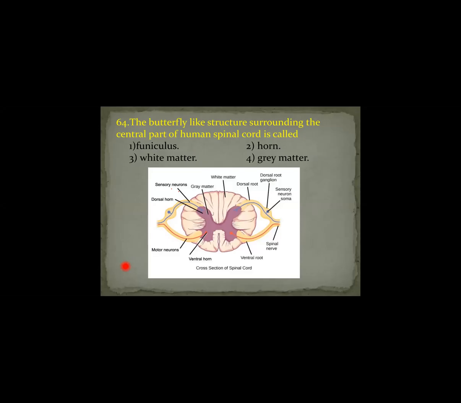Next question number 64. The butterfly-like structure surrounding the central part of the human spinal cord. In the brain, the outer side is gray matter and the inner side is white matter. But in the spinal cord, the inner side is gray matter and the outer side is white matter. Here, the butterfly-shaped gray matter of the spinal cord forms the butterfly-like structure. Here you can see in the diagram, the butterfly-like structure surrounding the central part of the human spinal cord is called gray matter. Answer is fourth option.